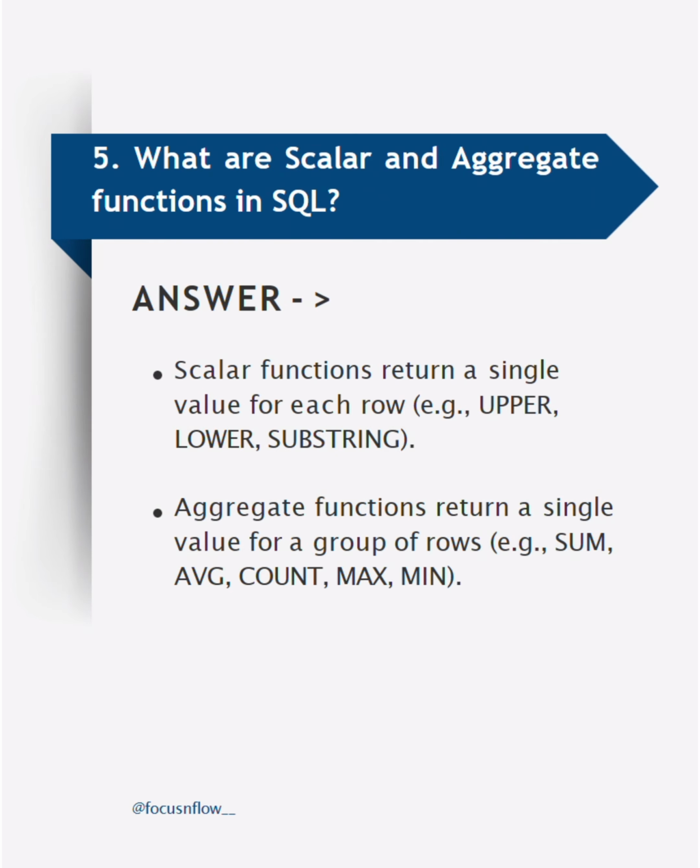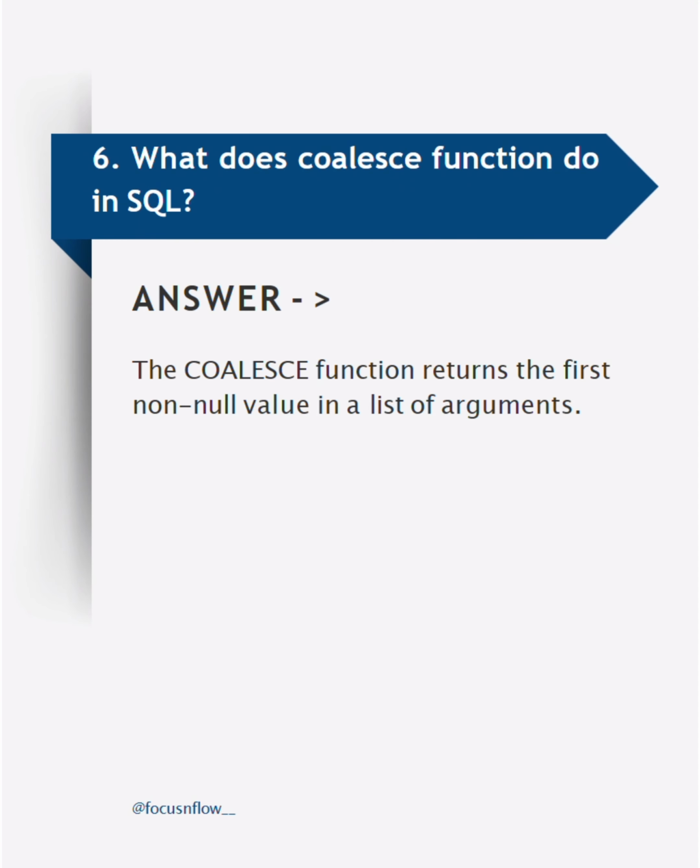Next, what are scalar and aggregate functions in SQL? Scalar functions return one value for each row. Example, upper, lower, length. And aggregate functions return one value for multiple rows. Examples, sum, count, average, max, minimum. Next, what does coalesce function do in SQL? Coalesce returns the first non-null value from a list. For example, coalesce(null, 5, 10).